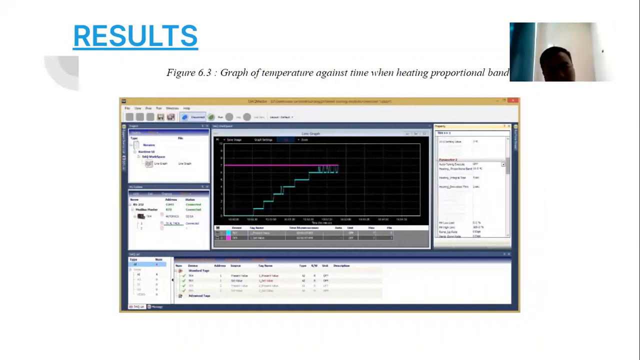For the temperature against time when the heating proportional band is 15 degrees Celsius, the temperature was also unchanged until it reached 1 minute. The temperature again rose constantly at 1 degree Celsius until it reached 6 degrees Celsius. Then the temperature was unstable again until the experiment ended.